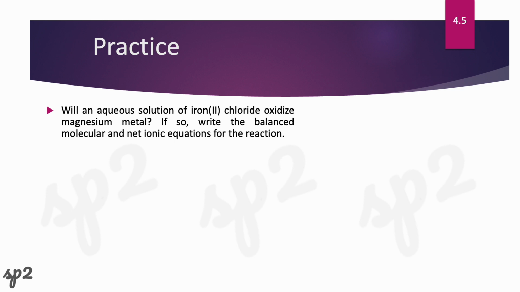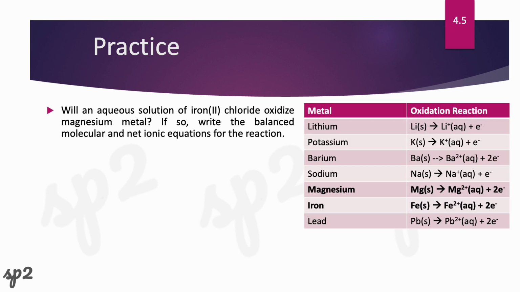Okay, so that brings us to the practice. So here's the question. Will an aqueous solution of iron 2 chloride oxidize magnesium metal? If so, write the balanced molecular and net ionic equation for this reaction. Okay, so I want you guys to look at our activity series and see where we have magnesium and iron. So if magnesium is on top of iron, that means it is easier for magnesium to let go of the electrons, right? So yes, this reaction should happen.